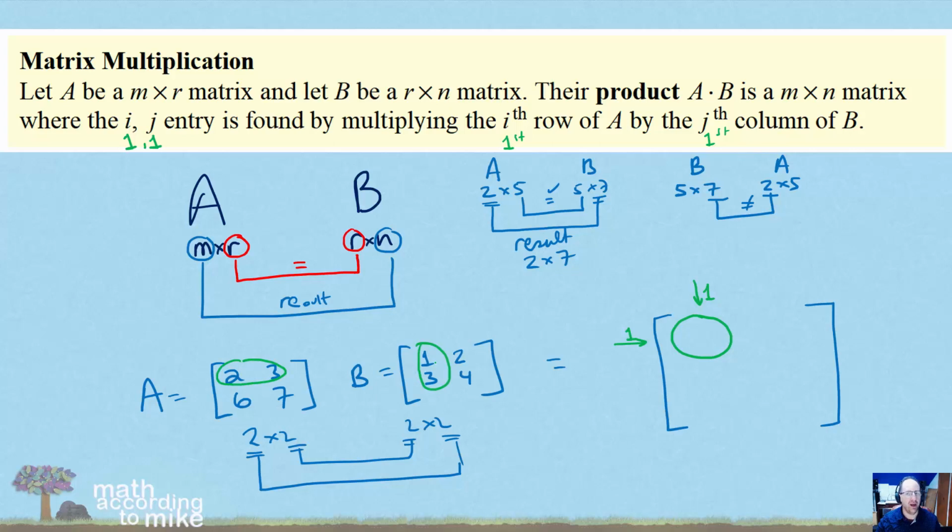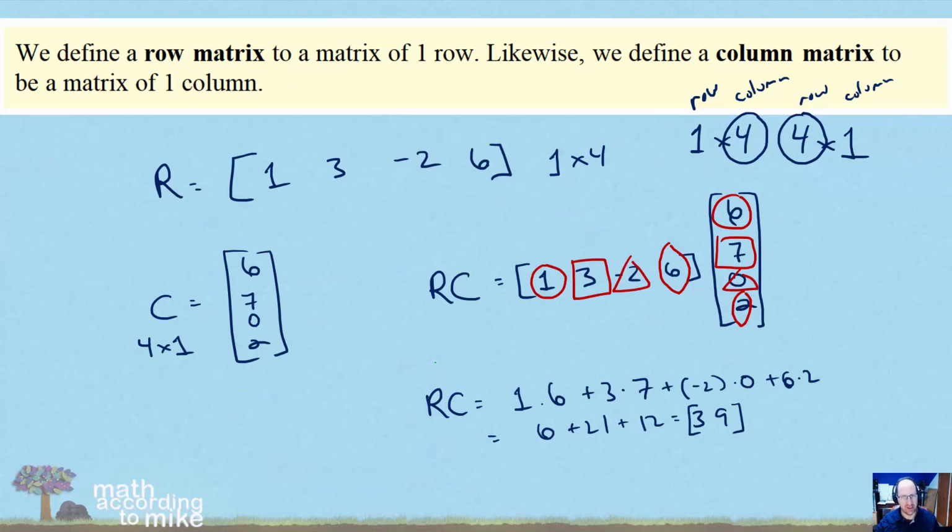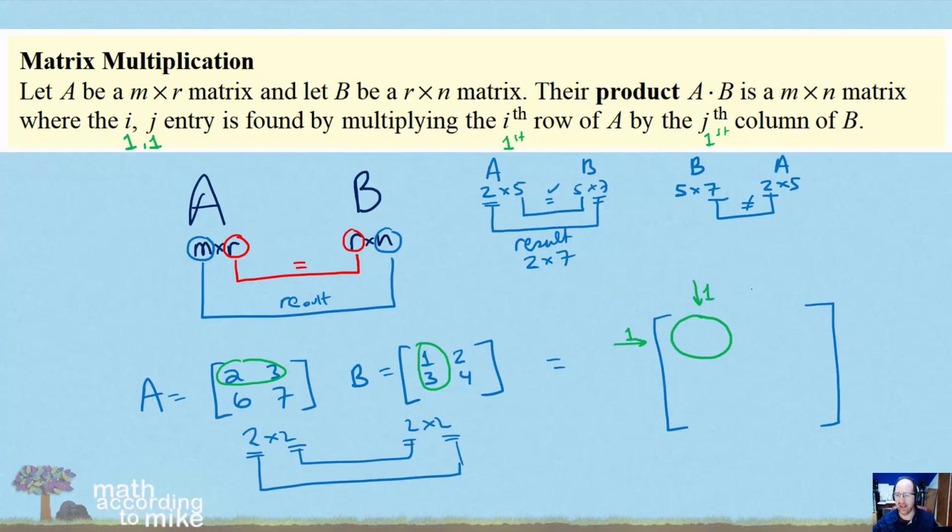How do you multiply a row and a column? I'm going to go back a slide. To multiply a row and a column, what do we do? We multiply corresponding entries and add. So that first entry would be 2 times 1 plus 3 times 3. 2 times 1 is 2, plus 3 times 3 is 9. 2 plus 9 is 11. Excellent.